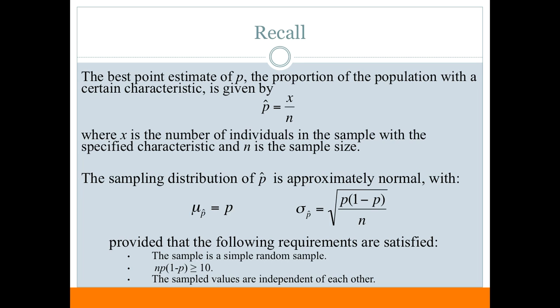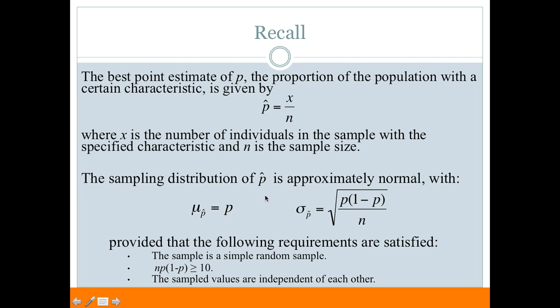We know that the best point estimate of p, the proportion of the population with a certain characteristic, is going to be given by p hat, which is found by taking x over n, where x is the number of individuals that have the characteristic that you're talking about, and n is the sample size.